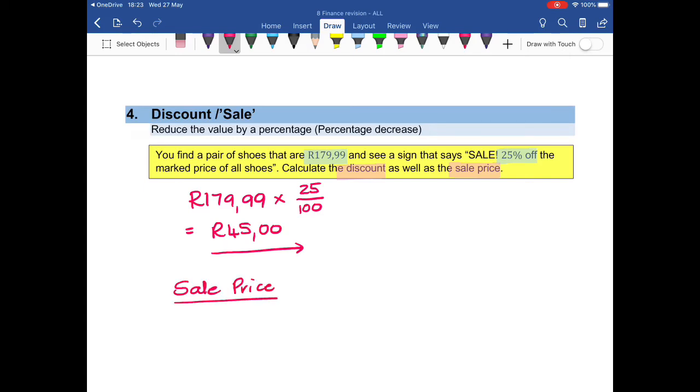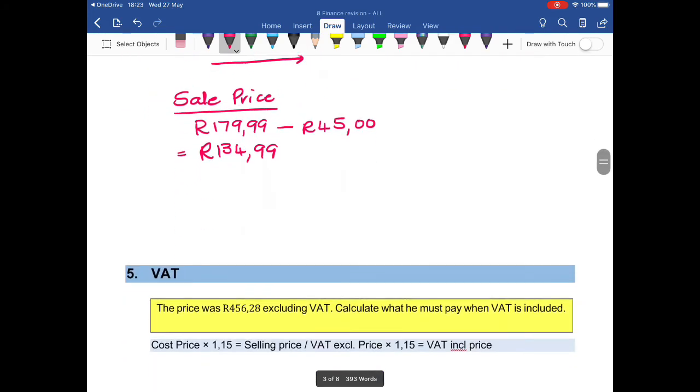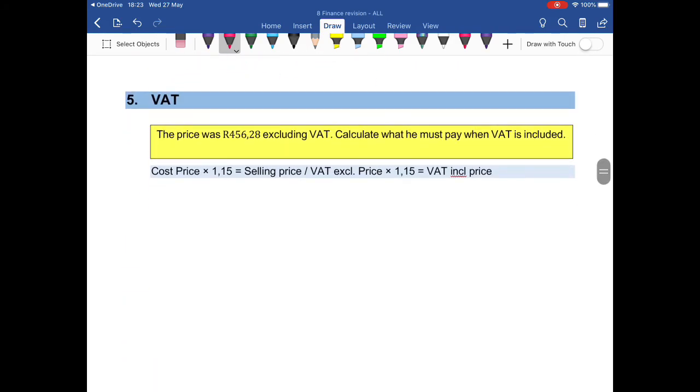So the next thing we have to work out is the sale price. Well, our sale price, the original price was 179.99. I'm going to subtract my 45 Rand because I'm getting it for 45 Rand cheaper. And if I do that, I get 134.99. That is the discounted price.